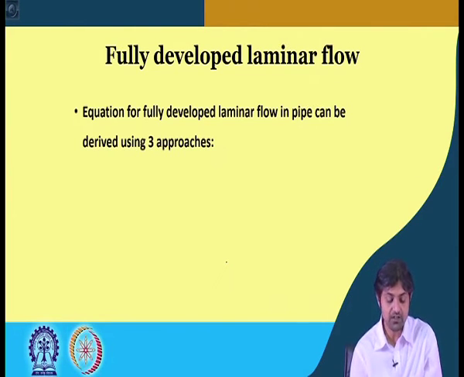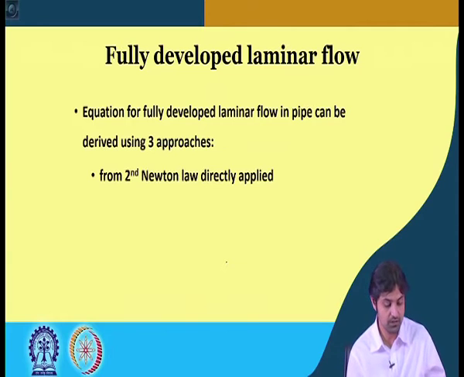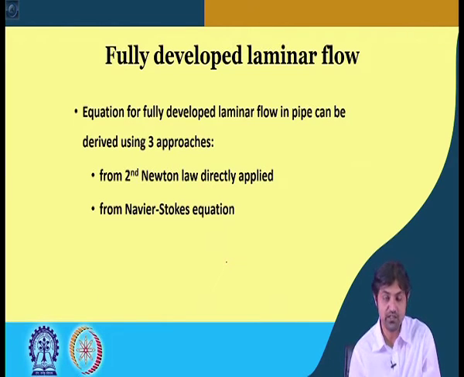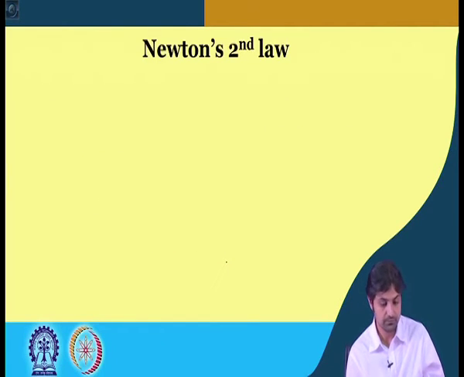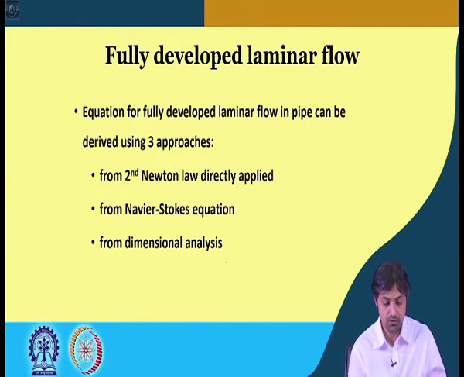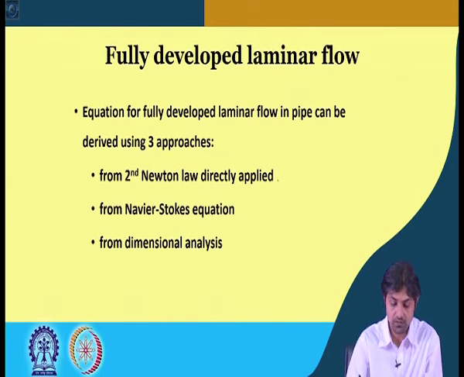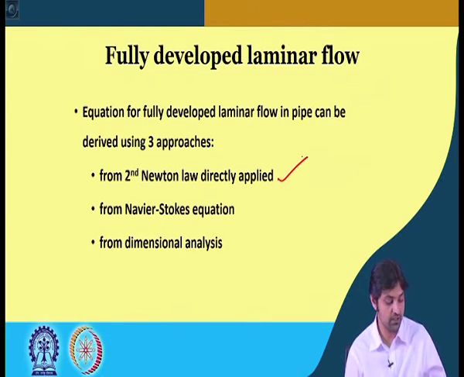So, the equation for fully developed laminar flow in a pipe can be derived using three approaches. What are these three approaches? One is from Newton's second law, applied directly. Second is from using the Navier-Stokes equation. The third one is from dimensional analysis. So, what are we going to do? We are going to start the derivation of fully developed laminar flow in a pipe using Newton's second law.